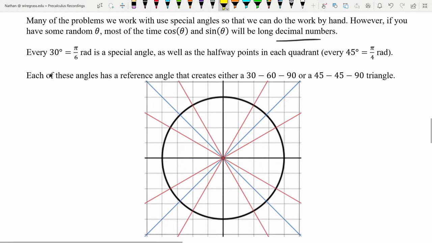That's the reason why we use special angles. Of course, every 30 degrees is a special angle. That means 60 degrees as well, because 30 plus 30 is 60. And the halfway points, the 45 equals pi over 4. We've seen this picture before. This circle is the unit circle on there.